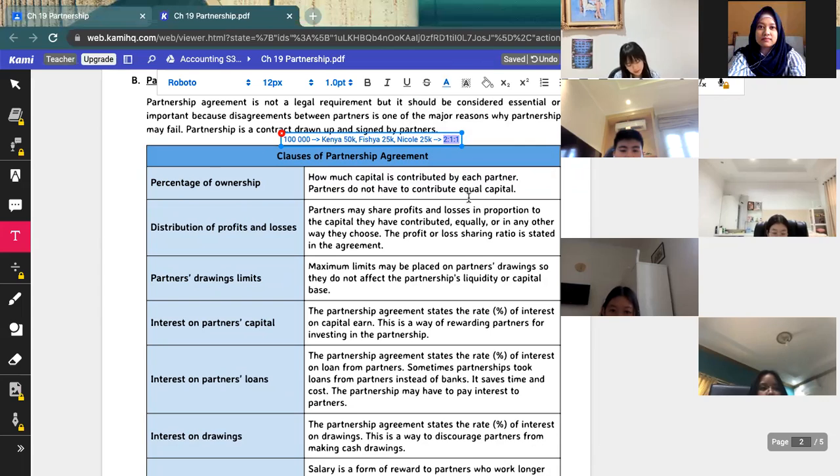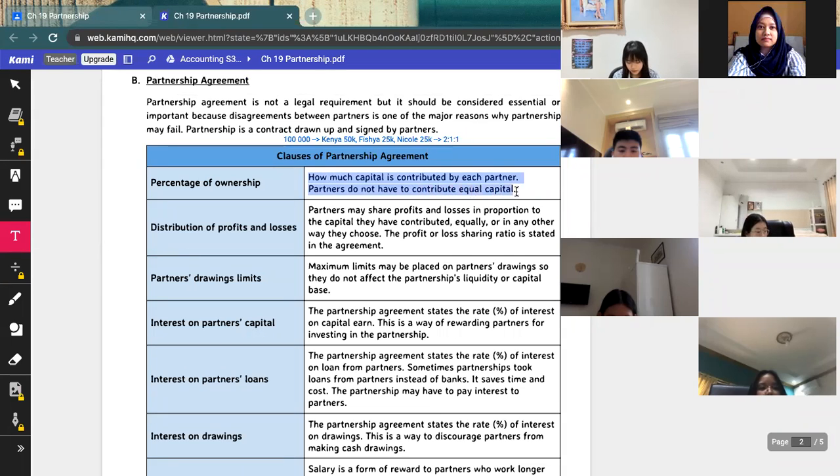It is really important to know the percentage of ownership because it also indicates how important your voice is inside the business. It means Kenya's voice is above Nicole and Fisher because he has 50% of the company ownership. You understand what I mean? So the percentage of ownership must be included in the partnership agreement. It is not necessary to have equal capital. It can be, but it depends on the agreement.